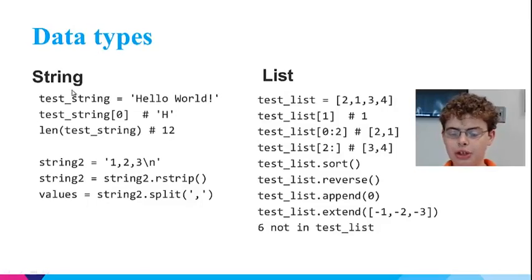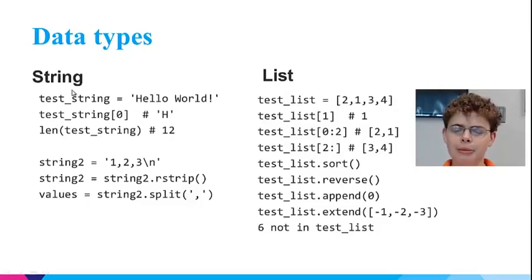Lists can also be sorted, reversed, and we can add to them using the .append command. They can also be extended by adding in another list. Please just note that if we were to append this other list, then the list would be appended as a list to our current list. So we'd have 2, 1, 3, 4, and then a list of -1, 2, 3. Whereas if we use .extend, the list will just be extended with these 3 elements.